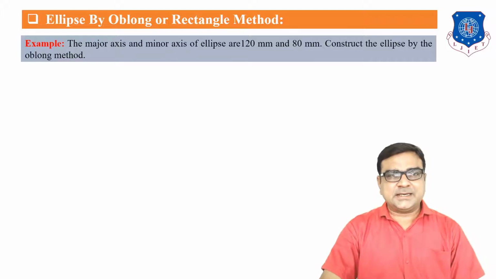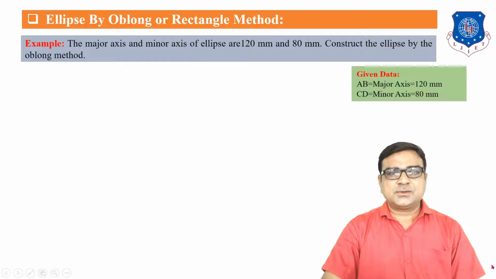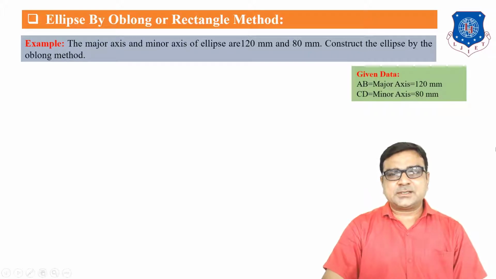The first method is the oblong or rectangle method. We are going to take one example. The major axis and the minor axis of the ellipse are 120 mm and 80 mm. Construct the ellipse by the oblong method. So here the given values are major axis 120 mm and minor axis 80 mm.